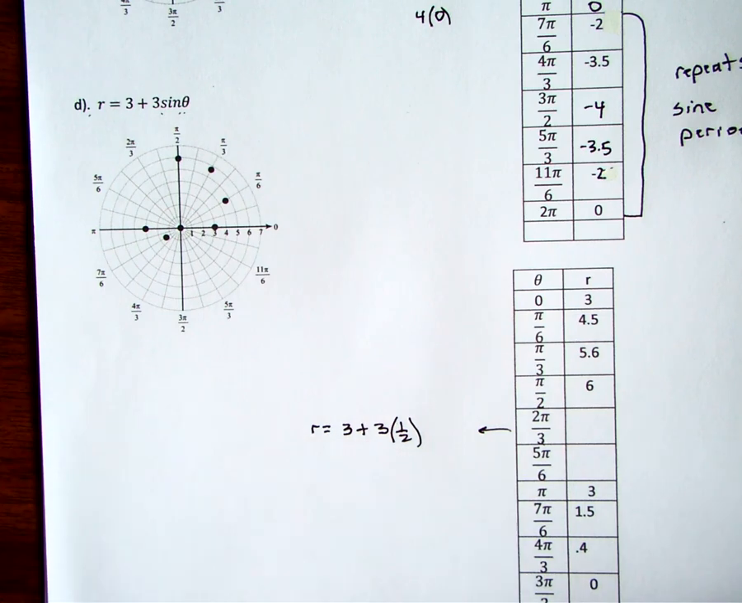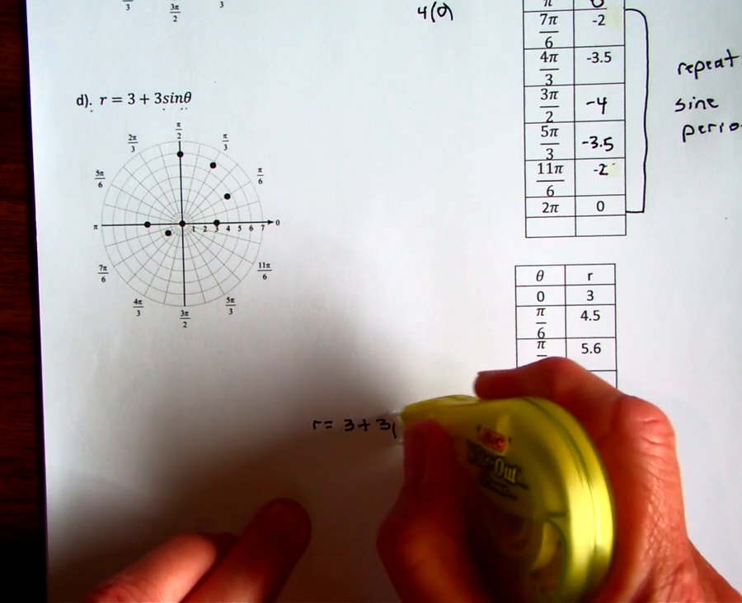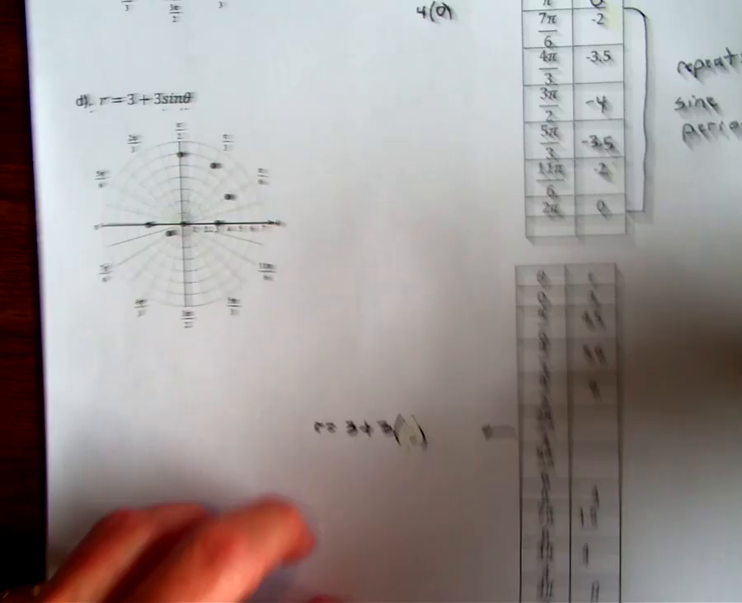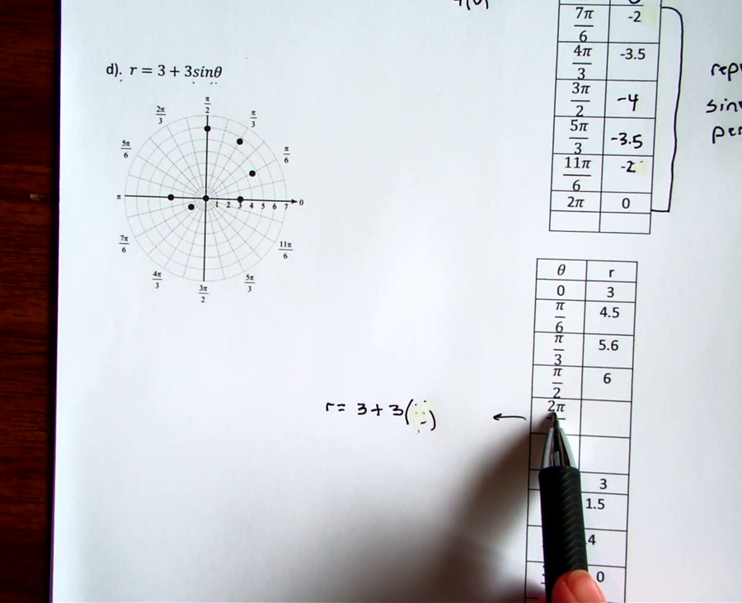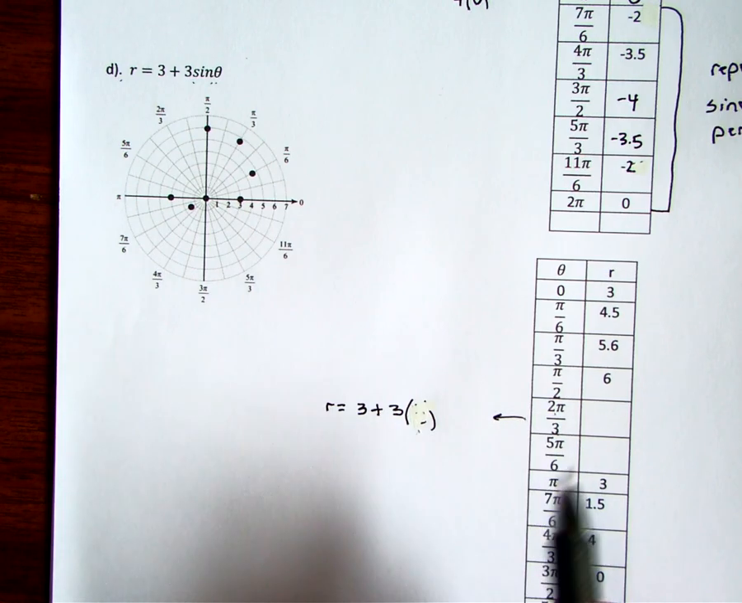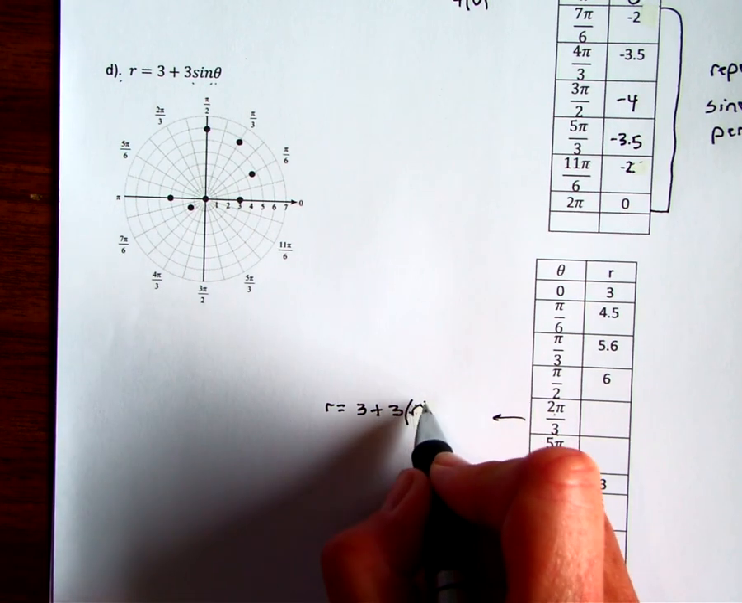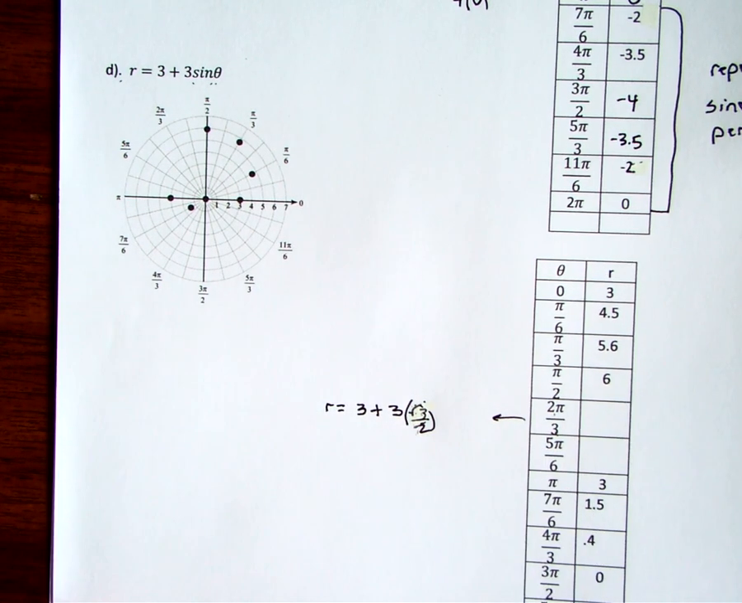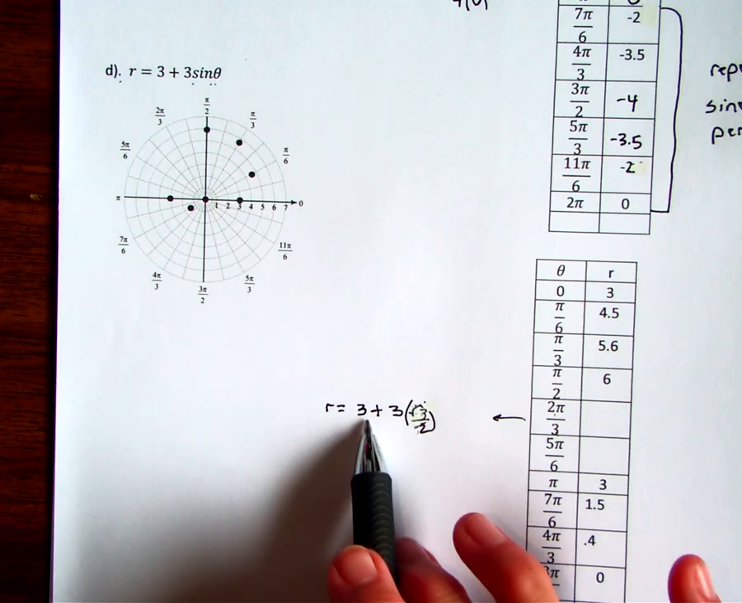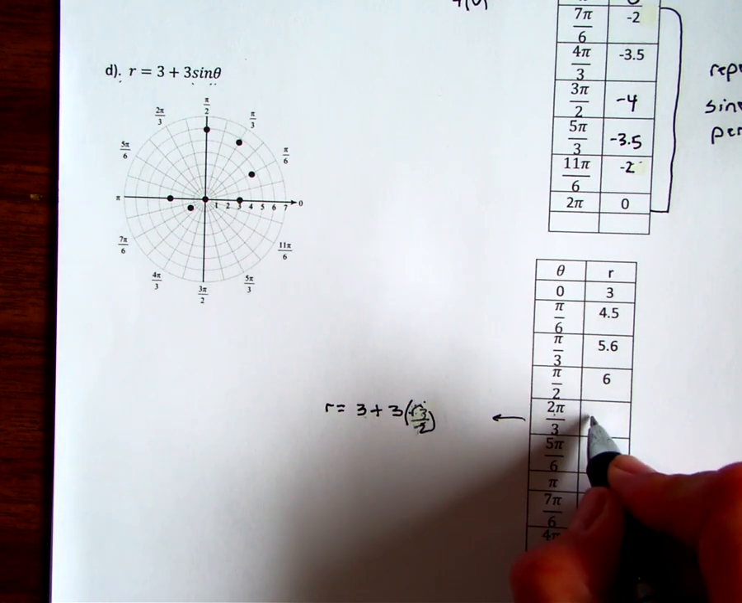That is incorrect. Sorry, good thing I caught it here. At 2 pi over 3, my sine is the square root of 3 over 2. I had the wrong value. It's my y. So now if I add all that up, I do get 5.6.